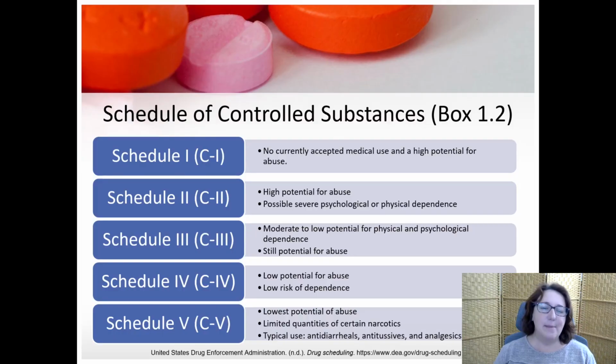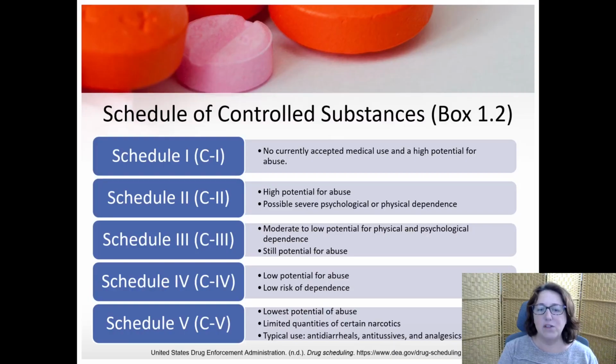Schedule 3 has a moderate to low potential for physical or psychological dependence. The abuse potential is less than Schedule 1 and Schedule 2, but it's more than Schedule 4. Schedule 5 has a low potential for abuse and a low risk of dependence. Schedule 5, lowest potential of abuse.